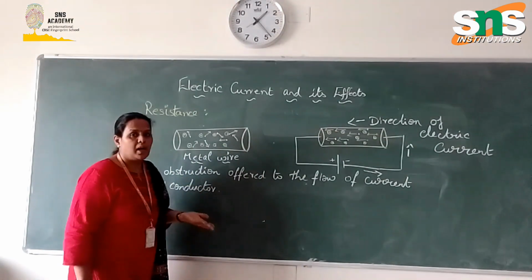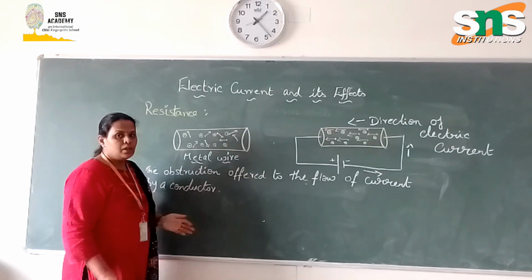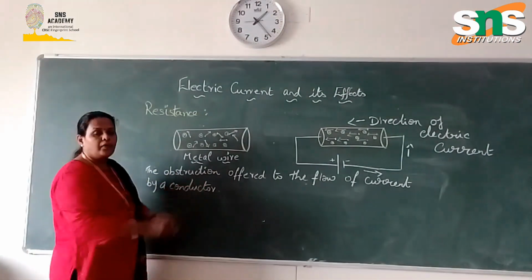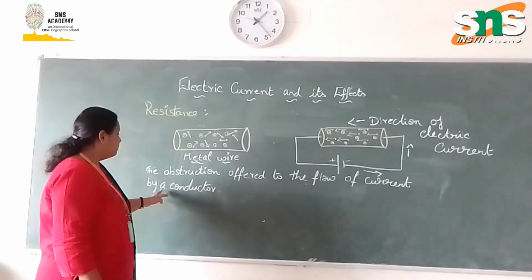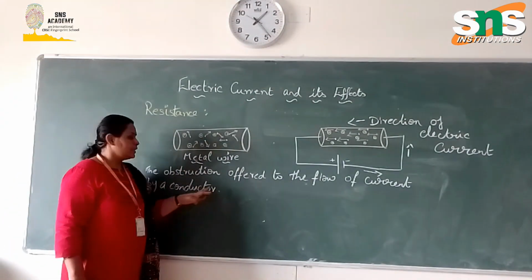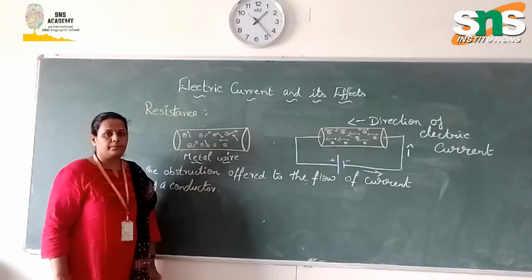Due to the positive ions or other electrons, the obstruction that is offered to the flow of current, that is, to the flow of electrons by a conductor, is known as resistance.